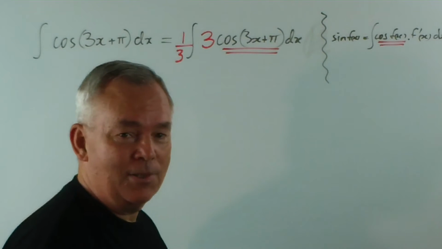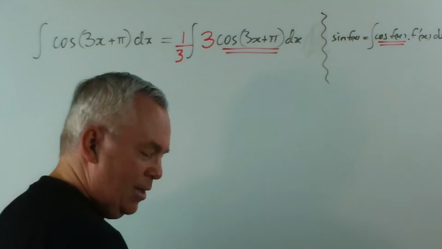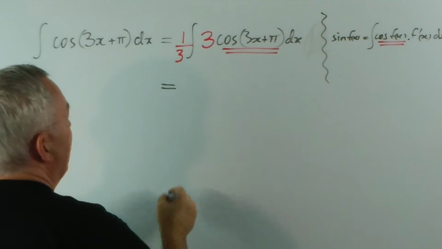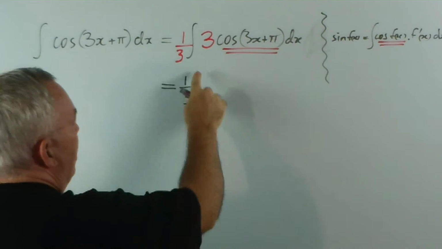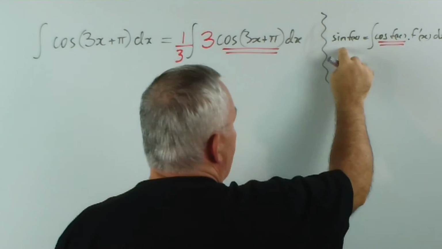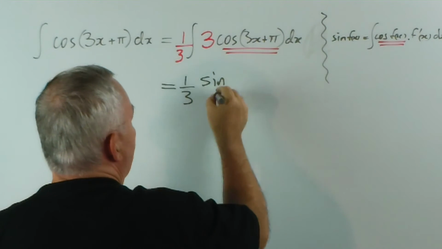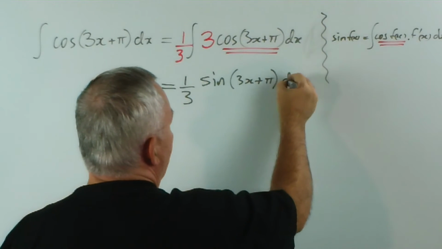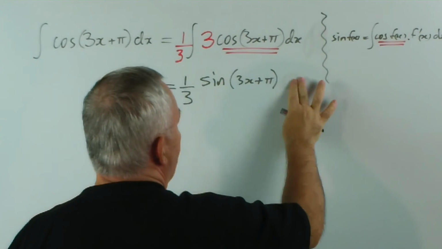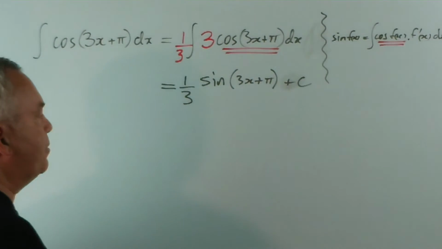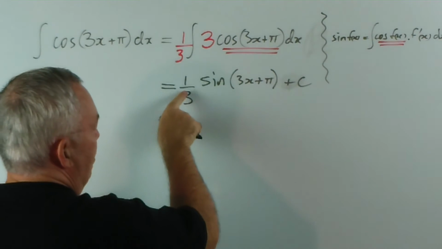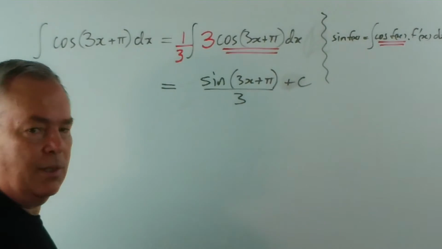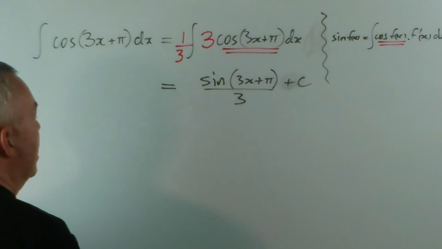If you've been watching my other videos, this is something I say all the time. Consequently, our integral will be 1/3, and the integral of this, now that it matches this pattern exactly, will be sine of whatever that function was. Plus c. And a third of that is the same as dividing that by 3, which I think is a nicer way to write it. But you're welcome to leave a third out the front if you wish.